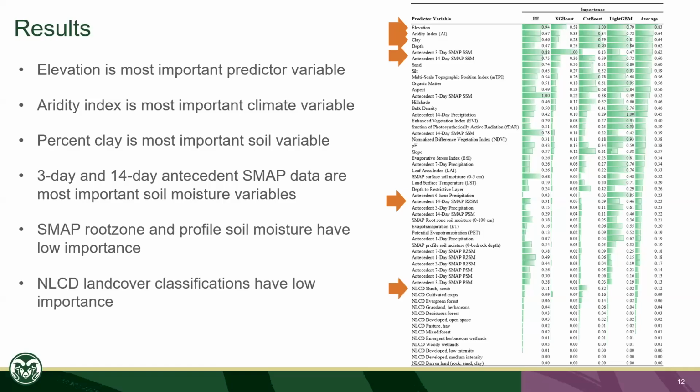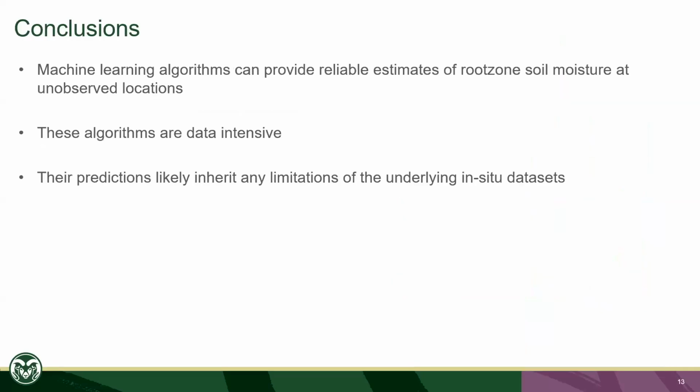And then finally here, it's also noteworthy that the National Land Cover Data Set land cover classifications basically have very little role. So our most important vegetation index is actually the Enhanced Vegetation Index.